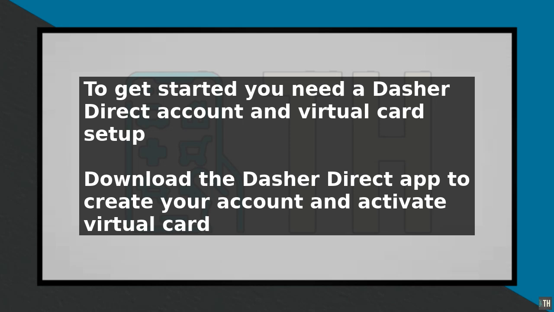It's also important to keep your virtual card information secure, so avoid sharing your card details with anyone and use strong passwords and two-factor authentication when accessing your account.